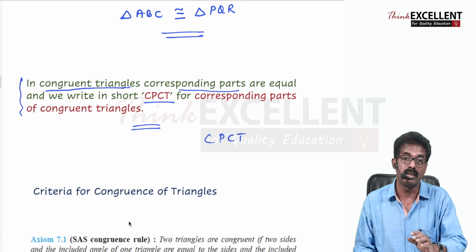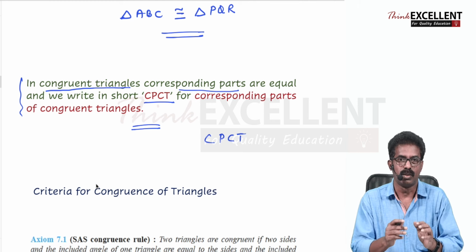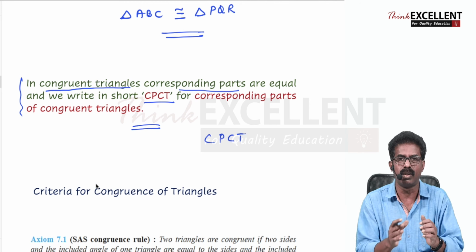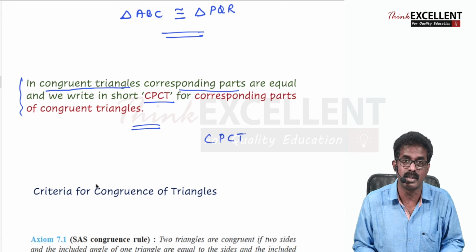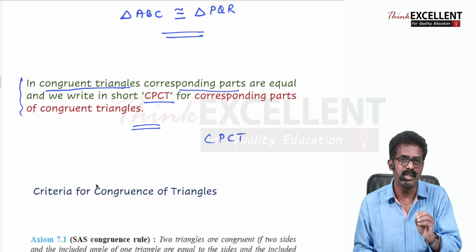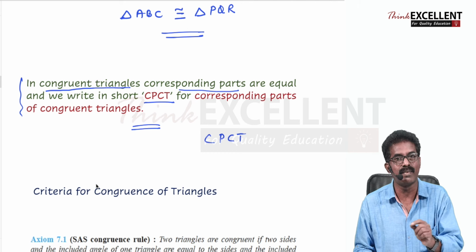Now see what is the criteria for 2 triangles to be congruent. If you know the measurements, the sides are all equal, the angles are equal, they are congruent, okay. But if you don't know all those things, you know only a few things, then what is the minimum criteria to say the 2 triangles are congruent? So we have an axiom.